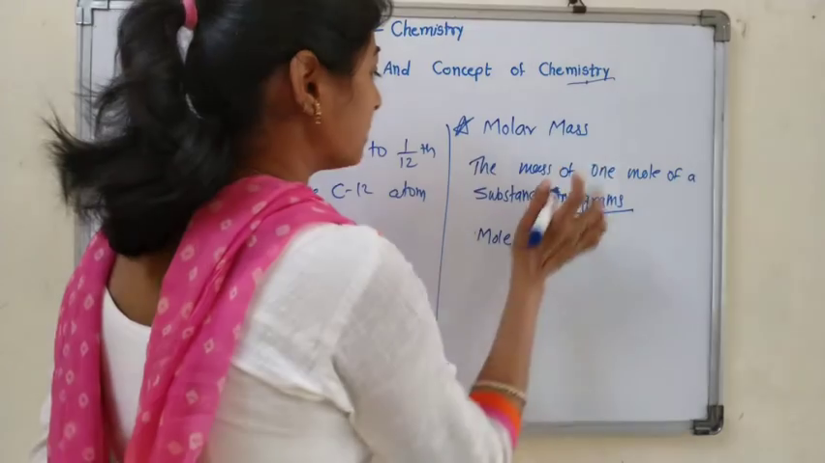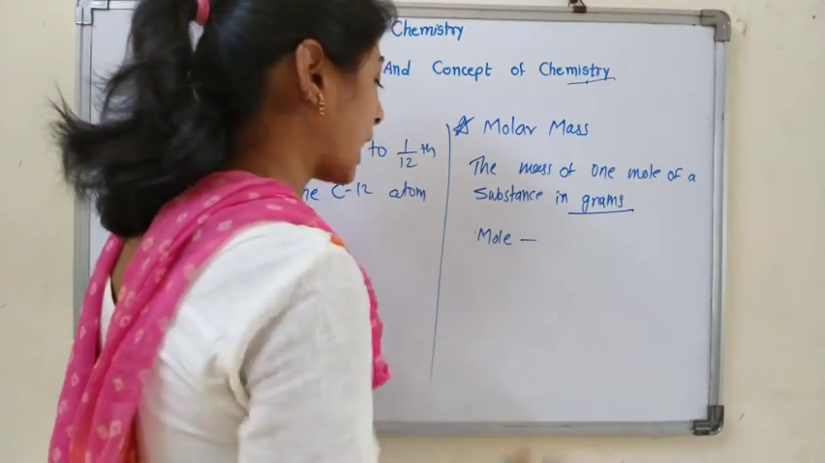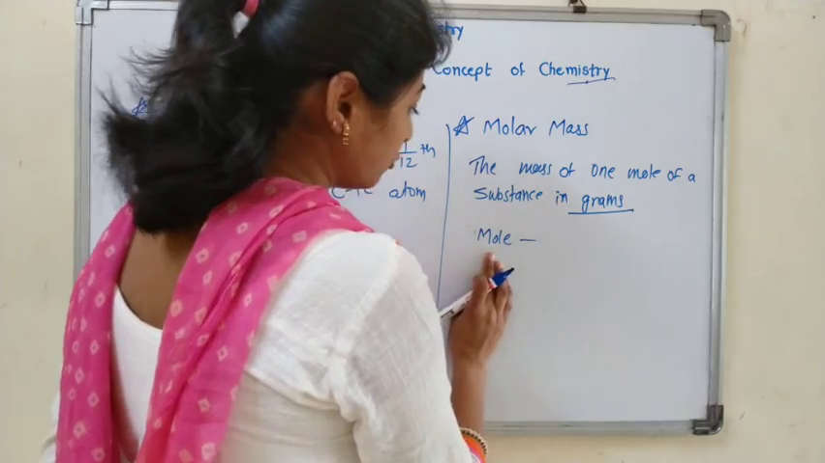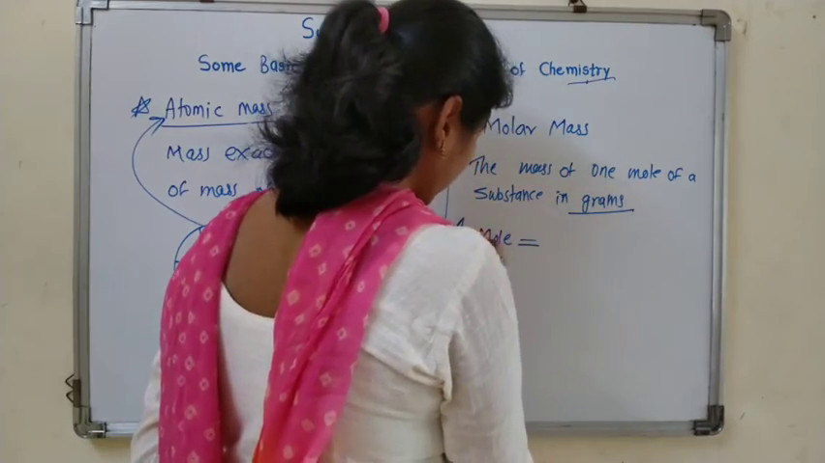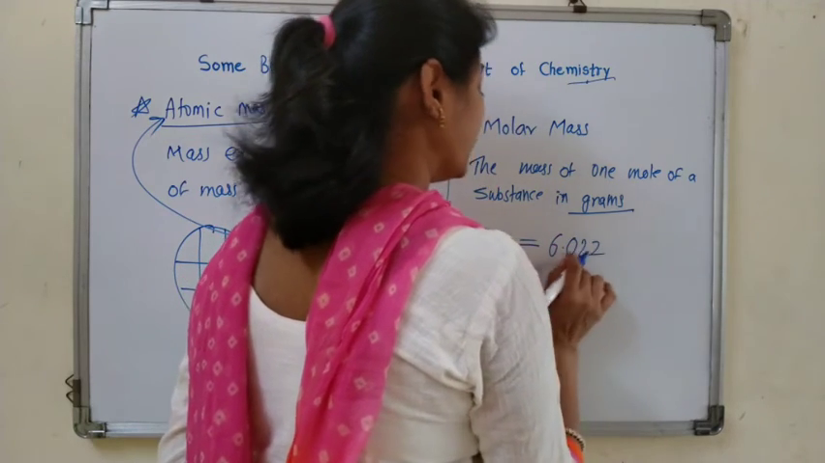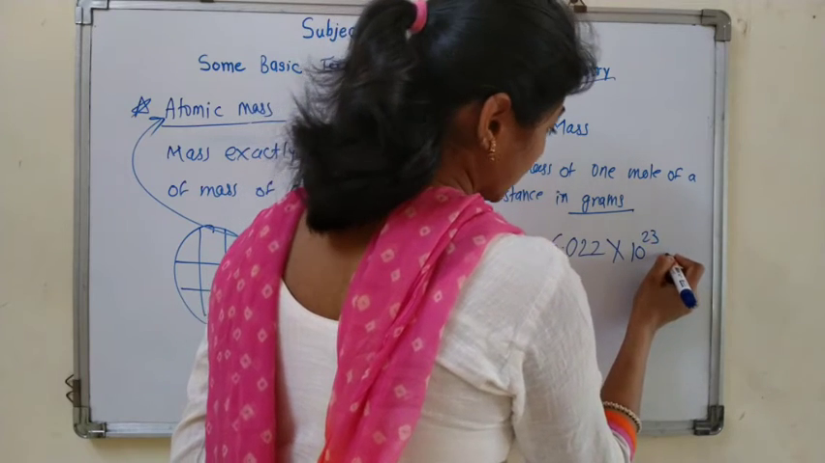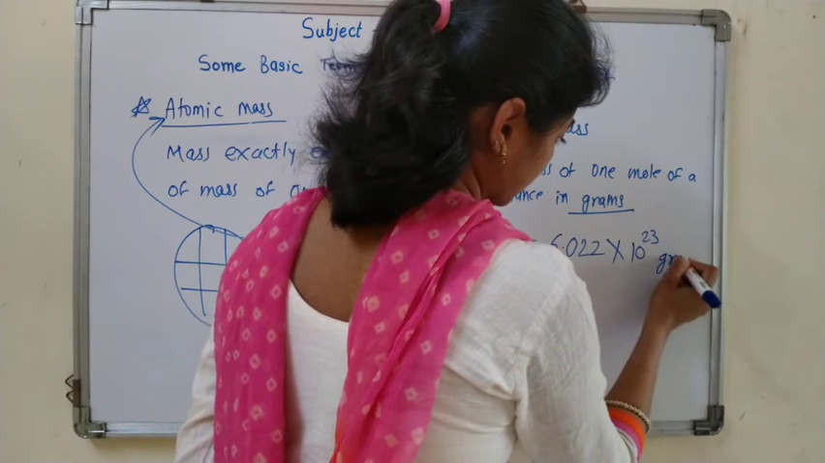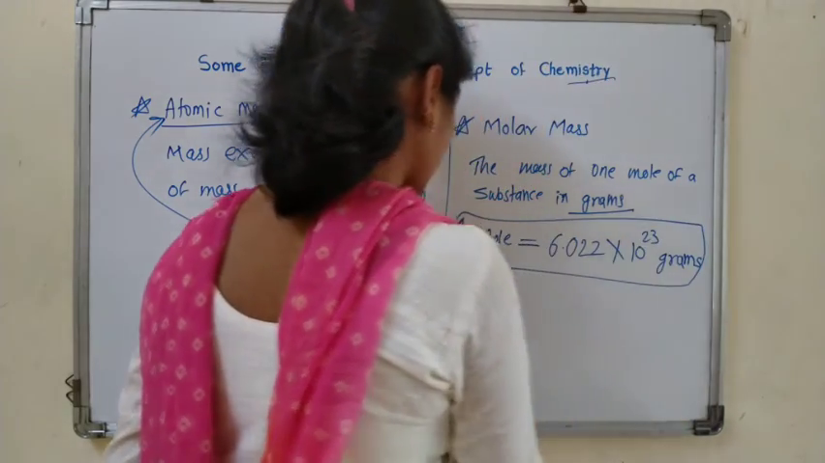Now, what is molar mass? Molar mass is the mass of 1 mole of a substance in grams. So, what is a mole? A few minutes back we studied that 1 mole is nothing but 6.022 into 10 to the power 23. It is the 1 mole of a substance.